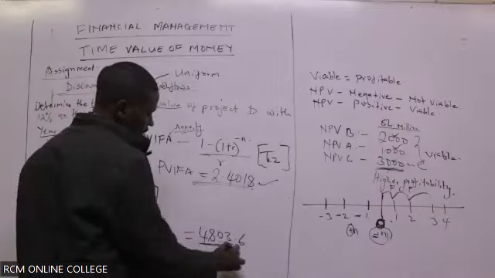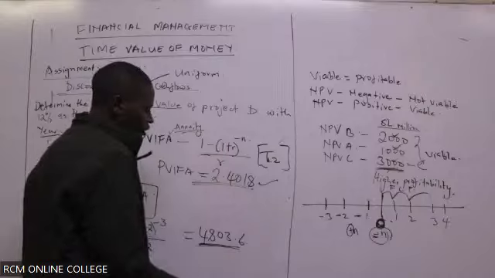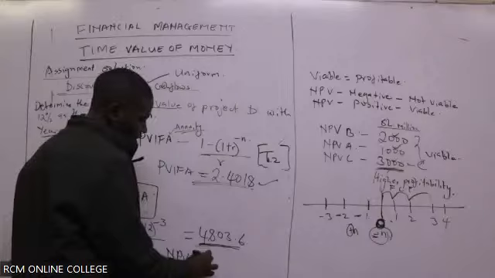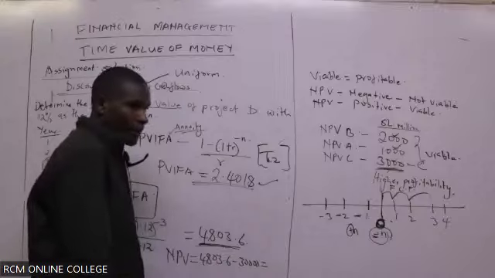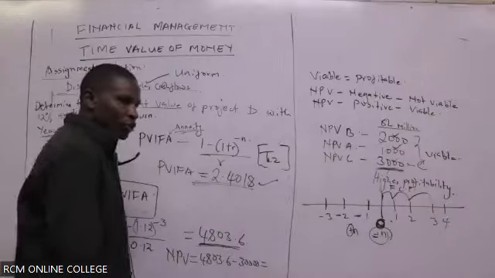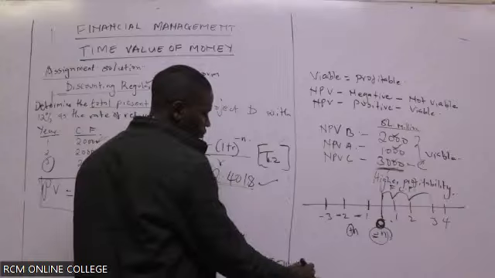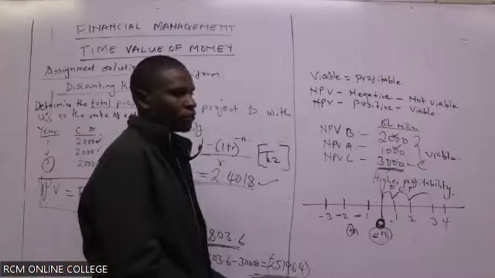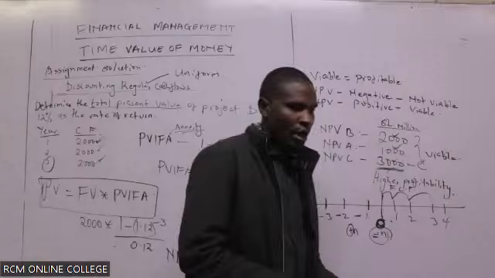4803.6. So assume that still we had an initial outlay of 30,000. What will be the NPV? NPV will be 4803.6 minus 30,000. So how much will we get? Tell me the NPV as we go for a short break of 5 minutes. 25,196.4, which is a negative, showing that this is not a profitable project, not a viable project. So class, let's go for a break of 5 minutes, after which we shall be back.